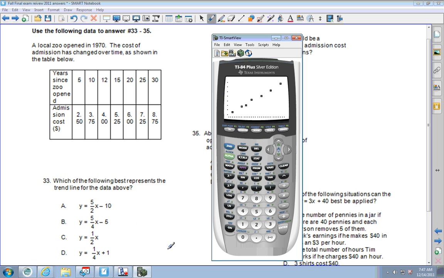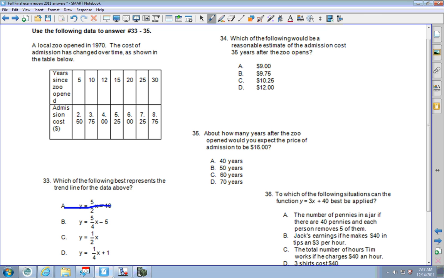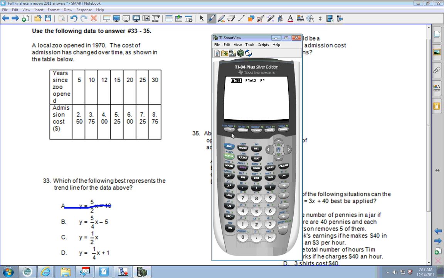So now let's figure out which one of these works best. What you'll do is go to Y equals, and we're going to put in there 5 halves x minus 10. Press graph. Does that work? Oh no, that's way too steep. That doesn't work. Try the next one. Let's go with 5 fourths x minus 5. Let's press graph. Nope, that's still too steep.